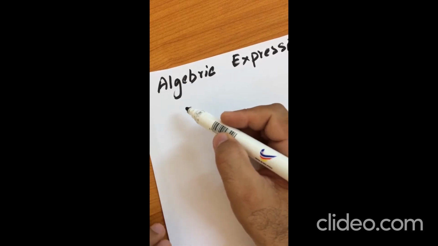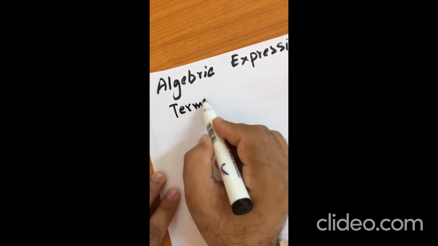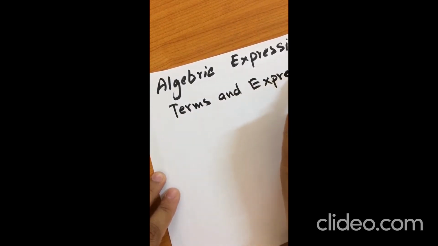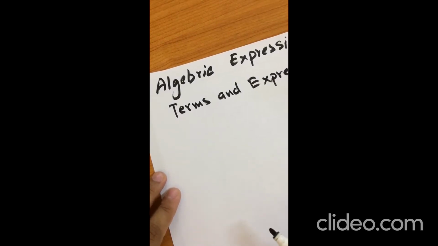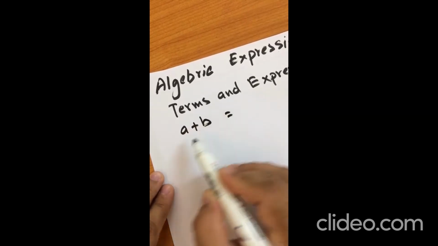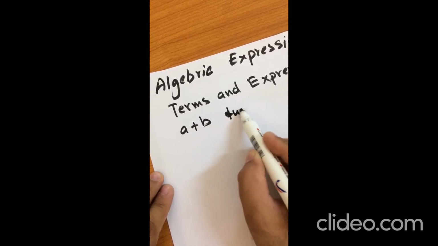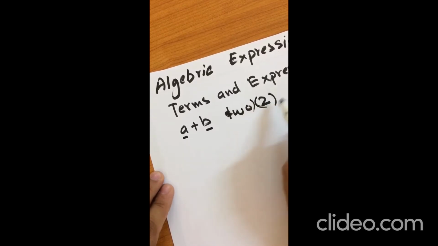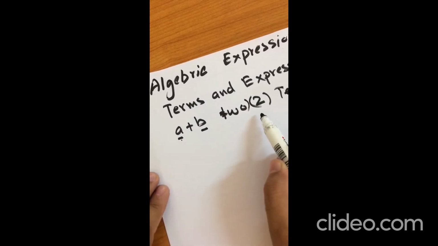Dear students, in algebraic expressions we have terms and expressions. I will explain this with some example. Suppose this is a plus b. It means it is an algebraic expression and it has two terms. This is 1, 2. Look at this, two terms. This is an algebraic expression and it has two terms.